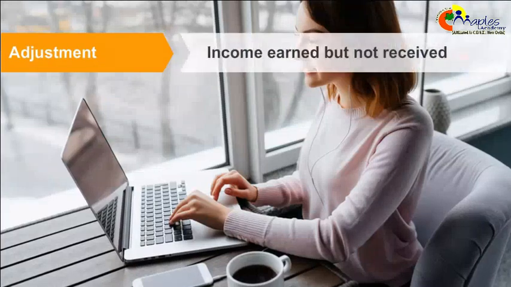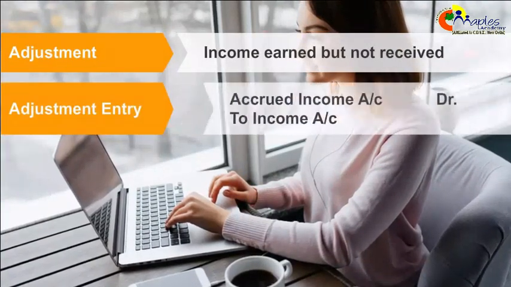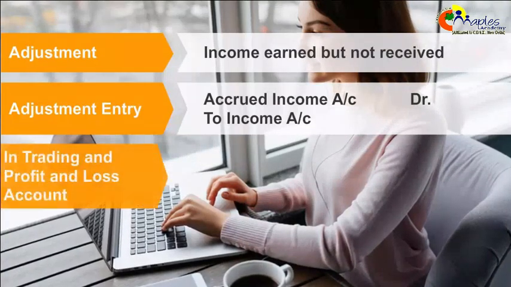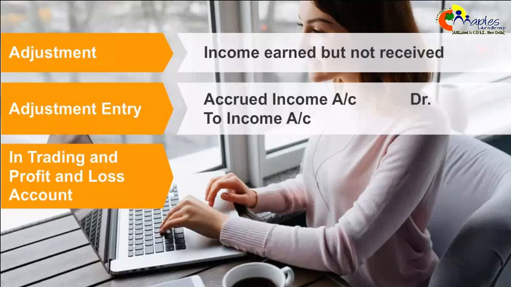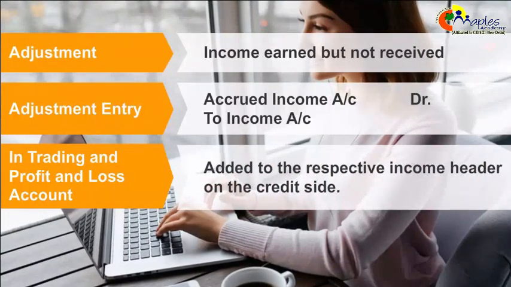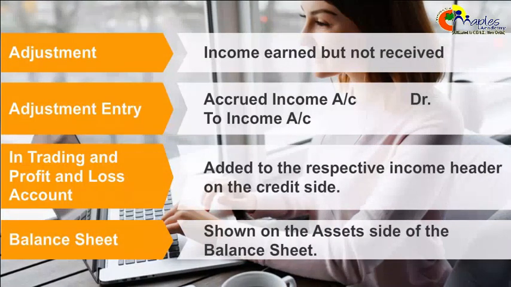Adjustment: income earned but not received. Adjustment entry: accrued income account debited to income account. In trading and profit and loss account, added to the respective income header on the credit side. In the balance sheet, shown on the asset side.